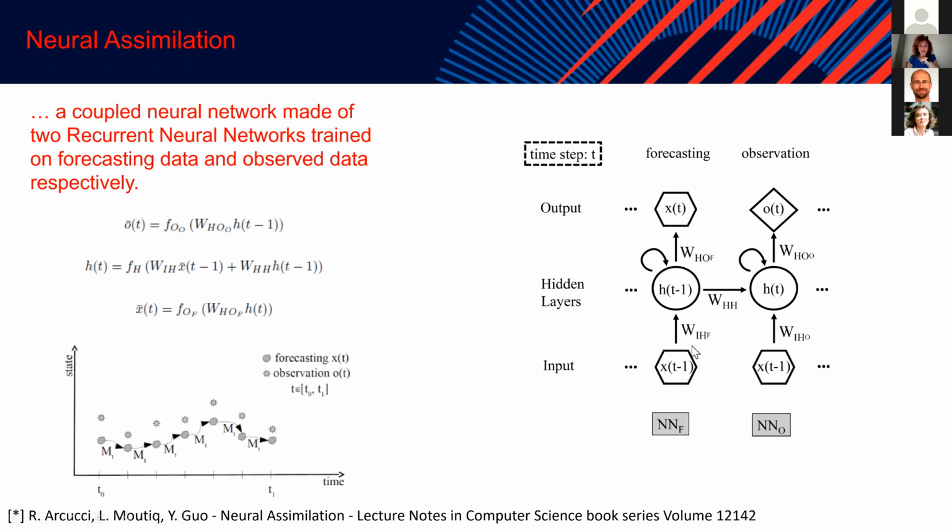So you have your forecasting data, your observed data, and you have this recurrent neural network, which is like two recurrent neural networks coupled in a way that there is information that passes from some layers to the other layers. So this is completely a new neural network, but this is just replacing the data assimilation. We have proved that. You can find the details in the paper.